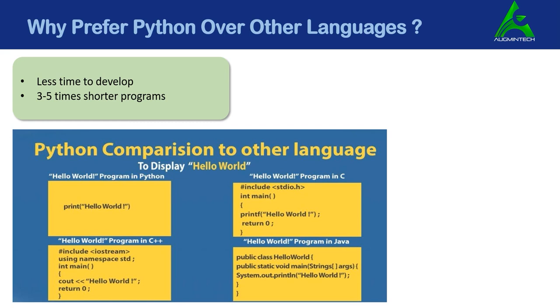So in Python, it takes just one line of code to display hello world, whereas in C, C++, Java, it is almost taking 6 lines of code. So we can say that if we have an application written in Java in, let's say, 10 pages, the same equivalent application you can write in Python in just 3 to 4 pages. That's why we say that Python programs are 3 to 5 times shorter. And this is the main reason why Python is preferred more over other languages.